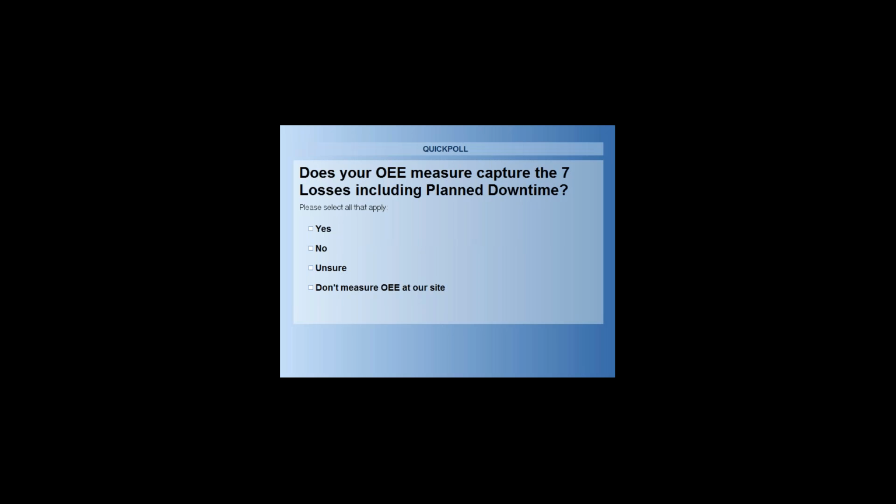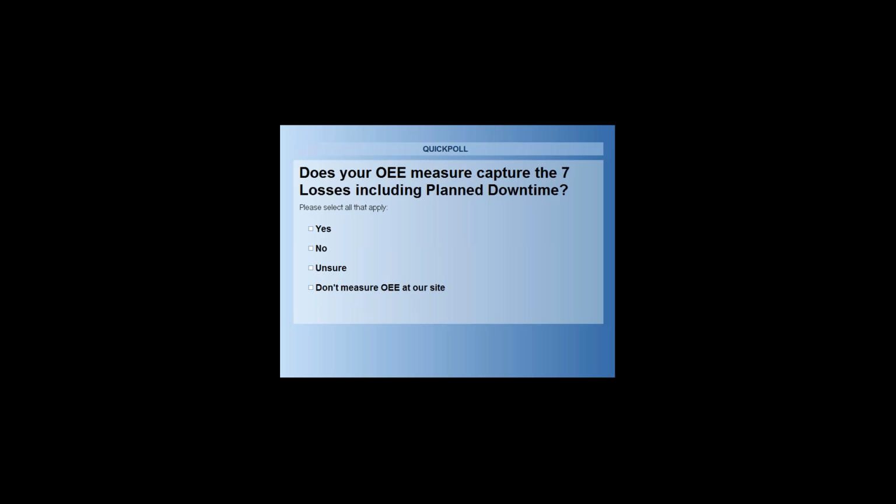Some people measure OEE including the 7 losses, so they have planned downtime in their loss. Some people exclude planned downtime or other losses. So the question is quite simply, do we include all 7 losses in our model at our site? Or do we not include the 7 losses? In other words, we don't have planned downtime in there. If we're unsure, or maybe we don't measure OEE at a site.